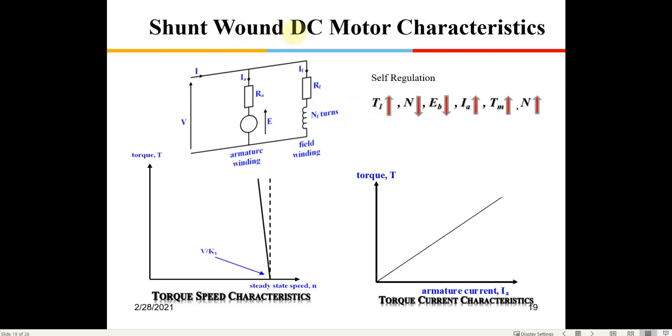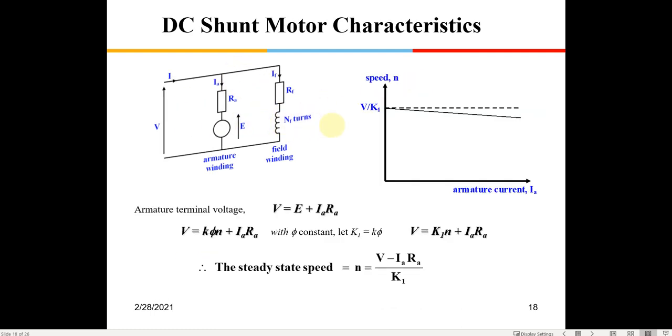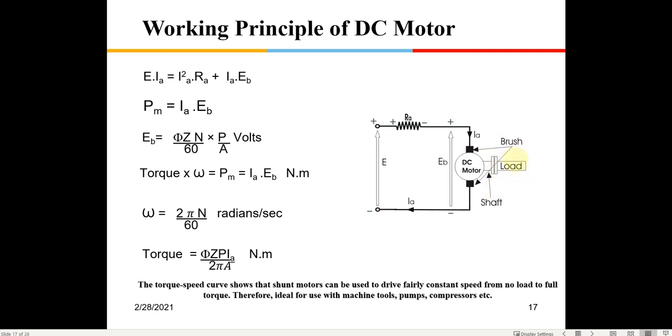Shunt wound DC motors are known for the property of self regulation. Here we also need to understand this. This is the DC motor, and here you are going to put the load. Say you are pulling up a lift: more load means more persons in the lift, so you are using more torque to pull it up.